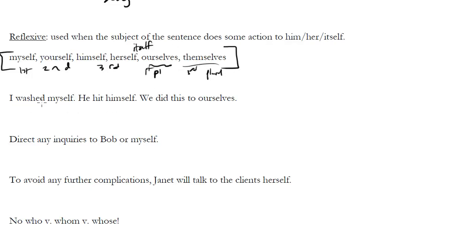So here, I washed myself. I did something to myself. So we use myself. I don't say, I washed me. You don't do that in English. Same thing with this sentence. He hit himself. Not he hit him, because then it wouldn't be clear. Notice there we have a problem because we have no idea who he hit, right? He hit him. Well, it could be himself. It could be a lot of people. So we use himself to indicate that it's the subject. Or we did this to ourselves. Again, we did something to ourselves.